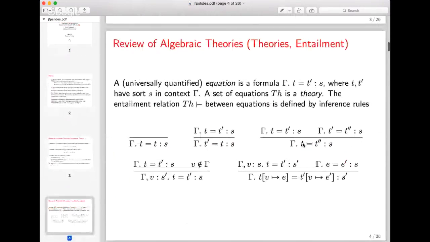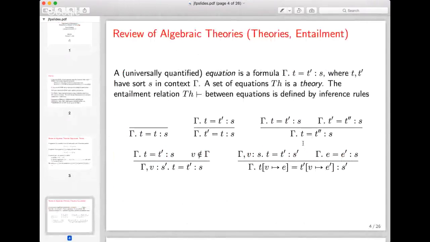An algebraic theory, which is to say an equational theory in a particular schema, is just a set of equations between terms of the same type. We implicitly universally quantify over all these equations, and we say that the set of equations is a theory. There is an entailment relation between equations. What that means is that the theory says when two terms are provably equal or not, and provable equality is defined inductively using these inference rules, which are completely standard.